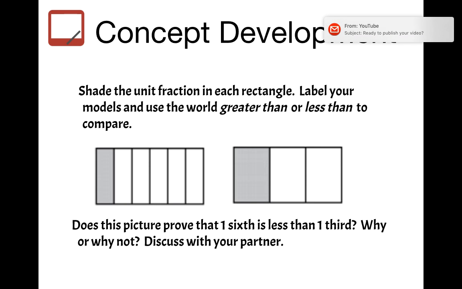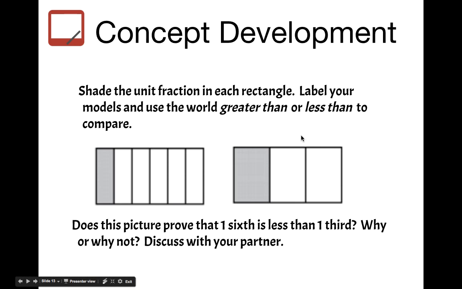Does this picture prove that 1/6 is less than 1/3? Why or why not? Yes, because the shapes are the same. One is just cut into more pieces than the other. If there are more of them, we know that the pieces are smaller, as long as the whole is the same. So you notice that the whole rectangle is the same size. This is the same size as this. So because they are the same size, we can compare them. When we're looking at these two things, we see that 1/3 is greater than 1/6.